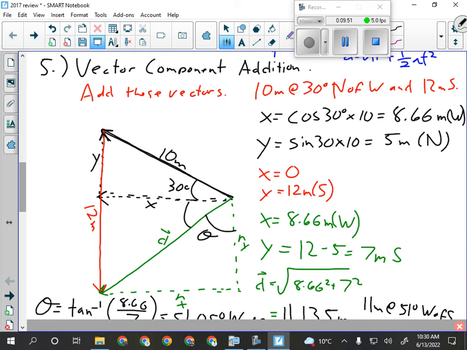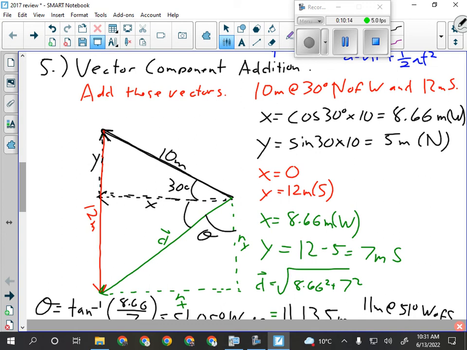So that's this line here and this line here, and then I draw the 12 meter south vector. Scale is important. I drew the 12 meter one longer than the 10 meter one, and it's due south, so it's the red line here. That means my resultant goes here, the green line. And my resultant has a southerly directed y component and a westerly directed x component.